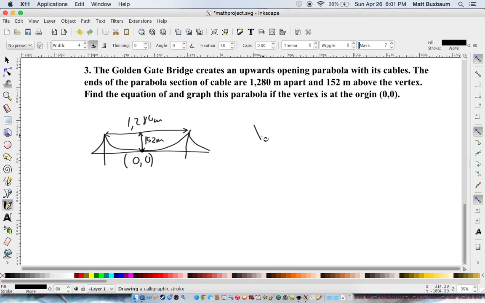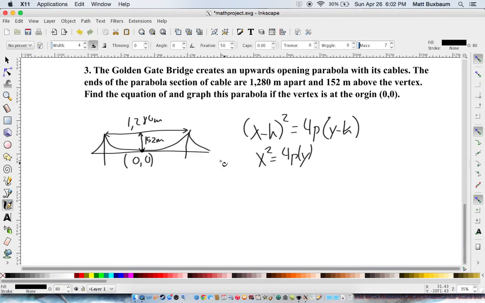So we have (x − h)² = 4p(y − k). Okay, so h and k are the coordinates of our vertex, actually. So in this case, they're 0. And p is a special number that we'll be solving for that basically determines how steep the parabola is. So right now we have x², since h and k are 0, equals 4py.